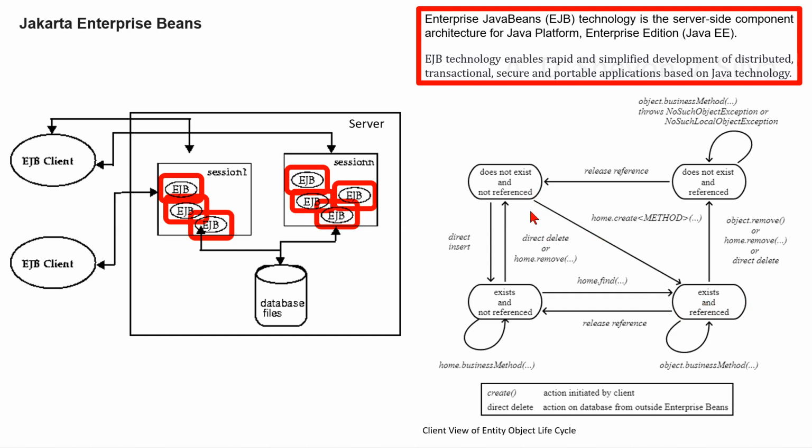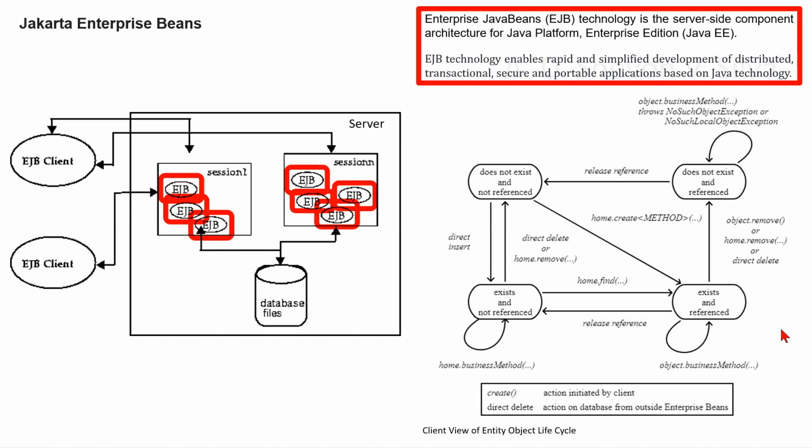A client creates an entity object using the entity bean's home interface, whose class is implemented by the container. When a client creates an entity object, the client obtains the reference to the newly created entity object. In an environment with legacy data, an entity object may exist before the container and entity bean are deployed.